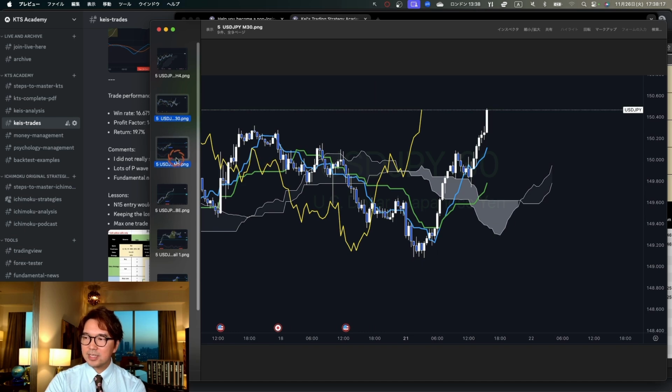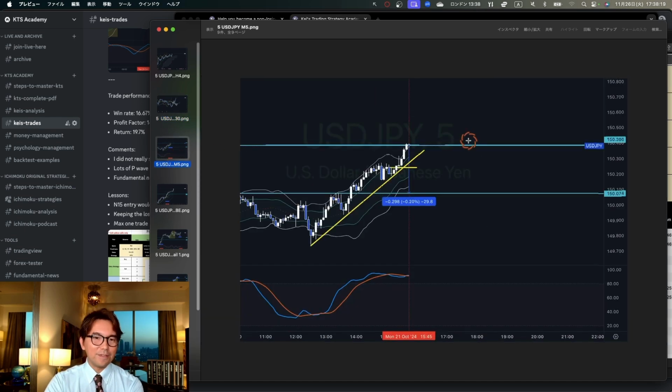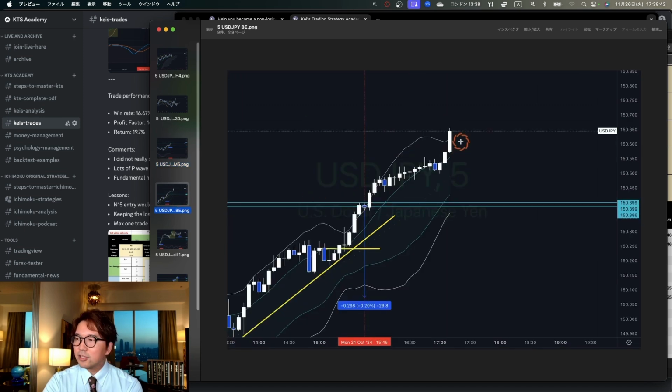So for the edges, I use 5 or 15-minute time frames, and in this case I took the 5-minute time frame for executing the trade, and I took a stop loss of 30 pips here, 150.074. My entry was 150.38. So that was my entry. And then after that, the market went towards my direction.